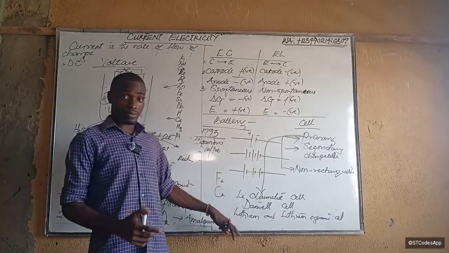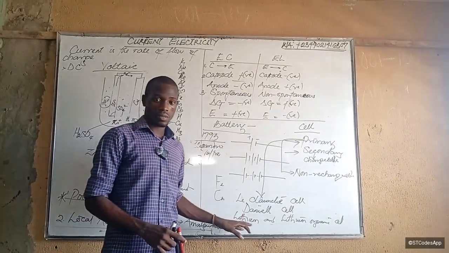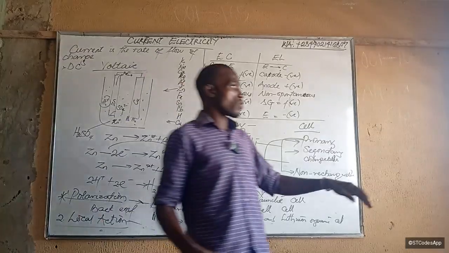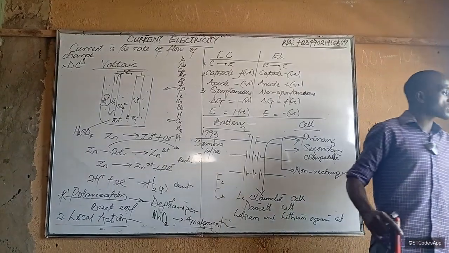There are other examples, but these are the ones you are most likely to come across in your exam. There are two types of Leclanché cell: the dry Leclanché cell and the wet Leclanché cell.